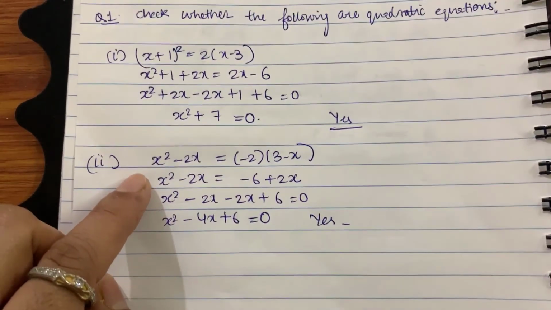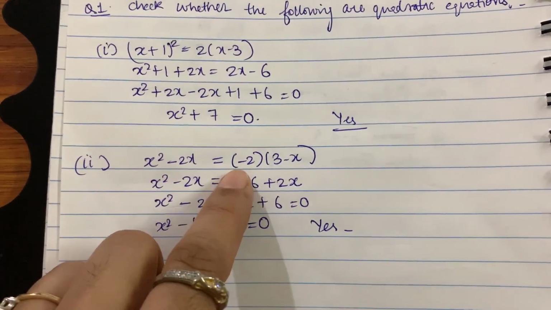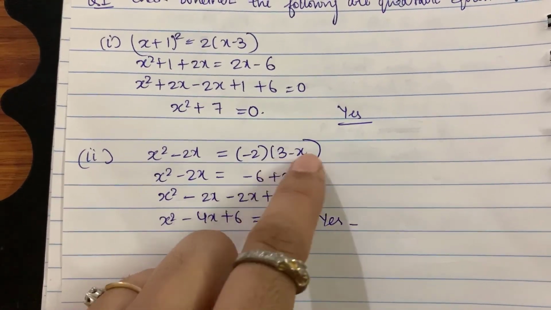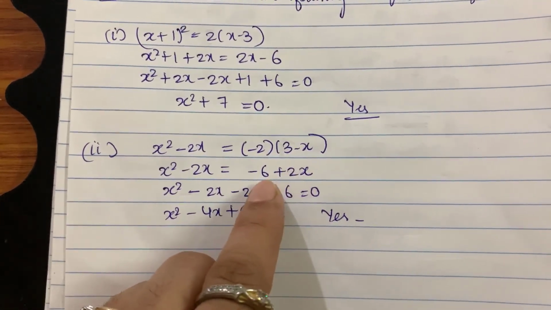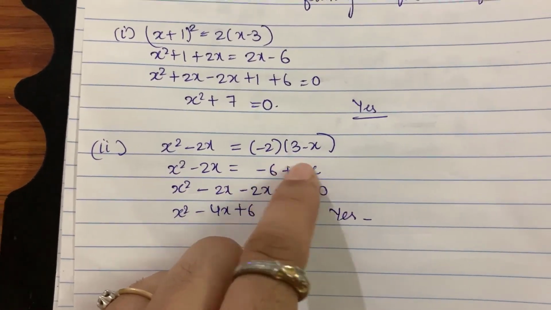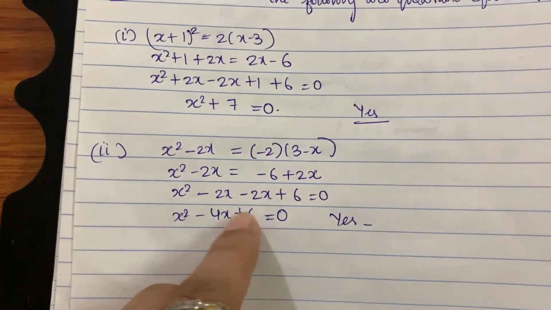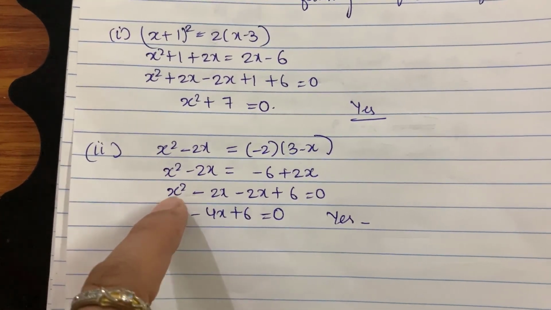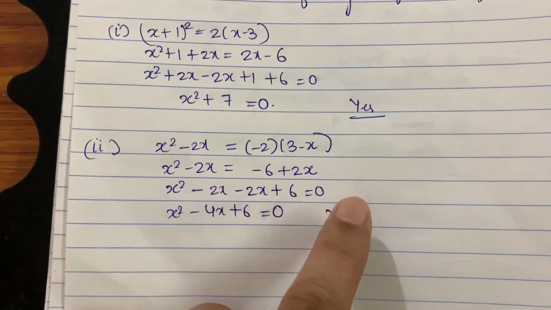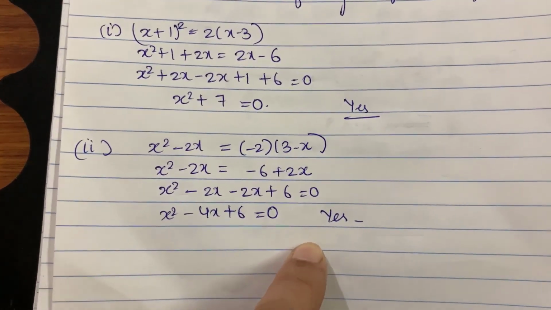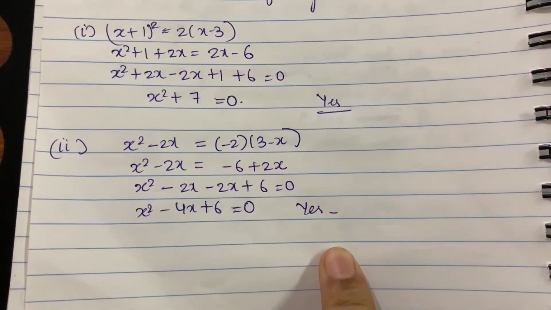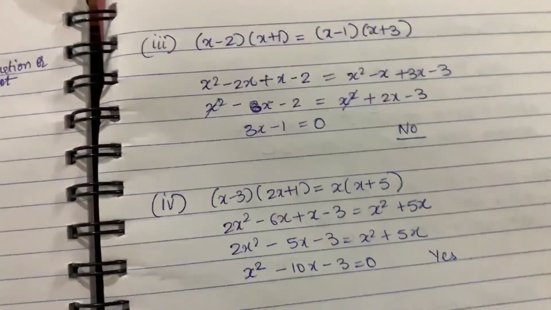The second part is x² − 2x = −2(3 − x). We will solve this. We will multiply −2 by both the terms, so it will become −6 + 2x. Then we'll take this entire term to the LHS side, so it will become x² − 2x + 6 = 0. So x² − 4x + 6 = 0.